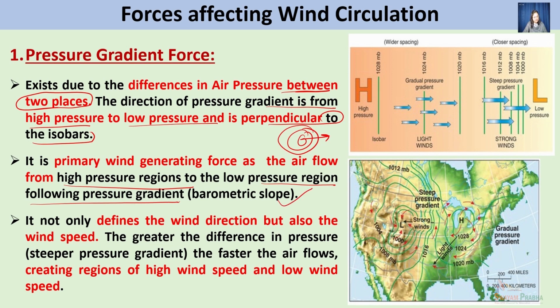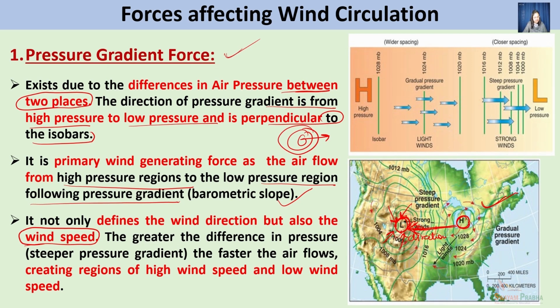So as you can see in the diagram, the low pressure areas are the regions where you have convergence of air. So the air always moves from the high pressure regions towards the low pressure regions. So it defines the direction of wind movement. As you can see in this particular diagram, it is moving from east to west. So the direction of wind is defined by the pressure gradient force. Besides the direction of wind, the wind speed is also defined by the pressure gradient force.